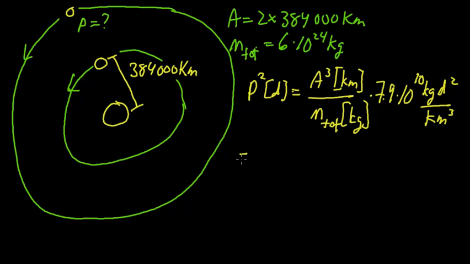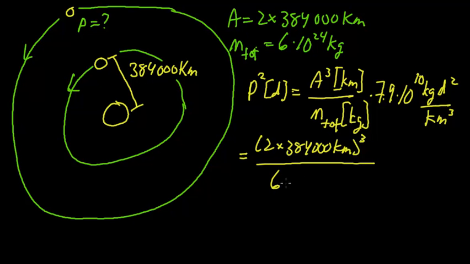Okay, putting in what we know, we have the 2 times the 384,000 kilometers. We're going to cube that. We have a 6 times 10 to the 24 kilograms. And then we have the 7.9 times 10 to the 10 kilogram days squared per kilometer cubed. Now notice I'm putting in the units, and I always put in the units because that tells me things.